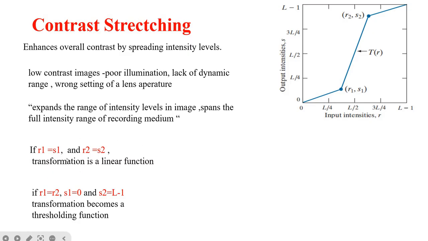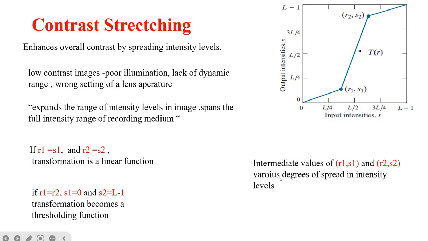So if R1 is equal to S1 and R2 is equal to S2, then the transformation will be linear and there will be no change in the intensity levels. If R1 is equal to R2, S1 is equal to 0 and S2 is equal to L minus 1, then this transformation becomes a thresholding function. It will create a binary image.